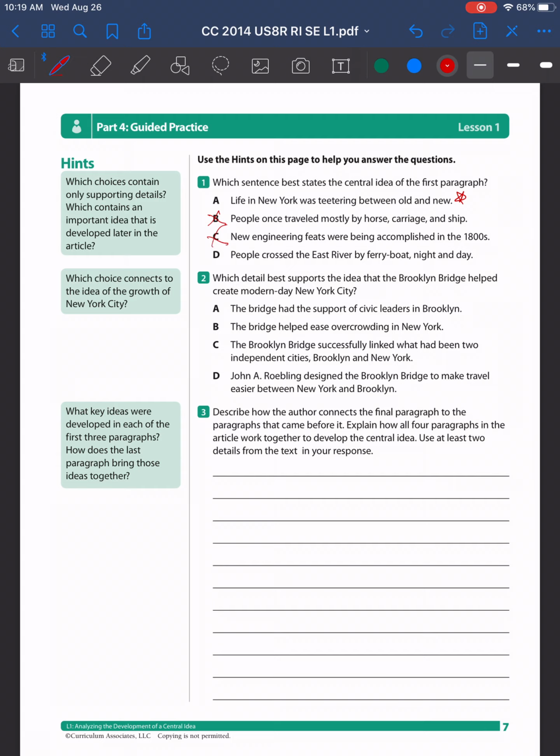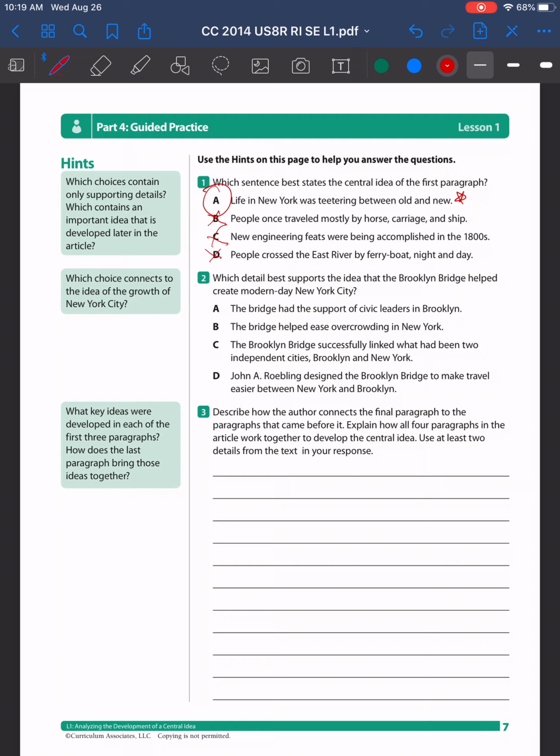People crossed the East River by ferry boat day and night. That's not, I mean, they did say that, but that's not the whole main idea. The main idea of that first paragraph is that Brooklyn and New York were both teetering between old and new. Like they were both kind of stuck in the older days, but they were starting to want to change that. So A is the best answer.